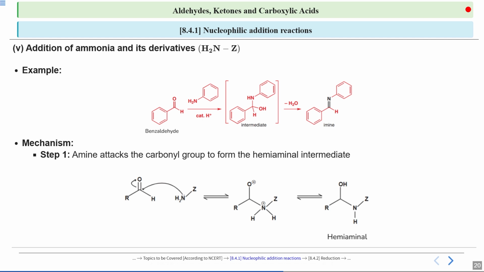Now what will happen in this tetrahedral intermediate? This nitrogen has a positive charge, because it is forming 1, 2, 3, 4 bonds, and oxygen has a negative charge. So now this negatively charged oxygen picks up a proton and becomes OH, and the positively charged nitrogen loses a proton. So oxygen picks up a proton and nitrogen loses a proton, and you get the hemiaminal intermediate.